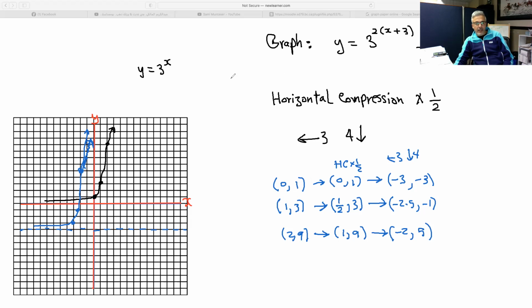We'll keep it here today. Next time, I think we will start doing logs and introduce you to the log rules and all of that.